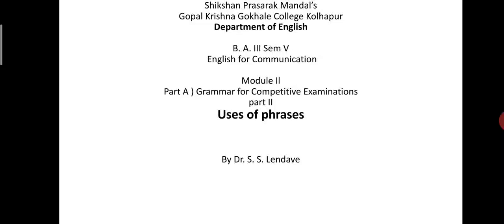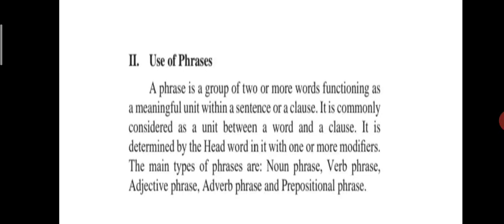And now we are going to learn use of phrases. A phrase is a group of two or more words functioning as a meaningful unit within a sentence or a clause. It is commonly considered as a unit between a word and a clause. It is determined by the head word in it with one or more modifiers. The main types of phrases are noun phrase, verb phrase, adjective phrase, adverb phrase, and prepositional phrase.